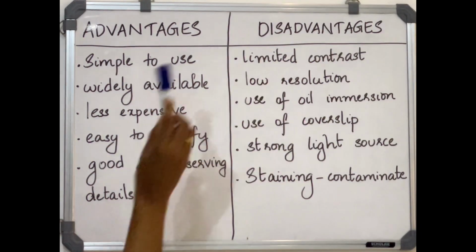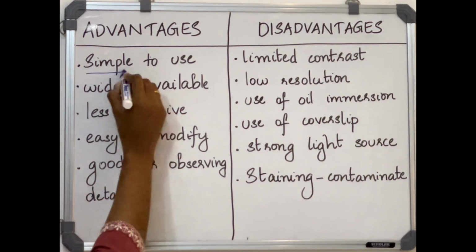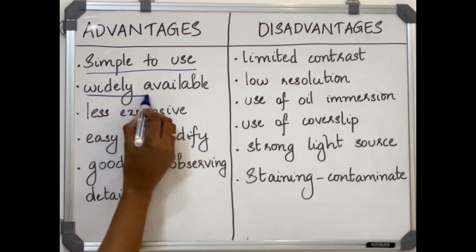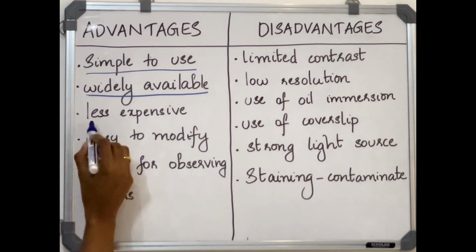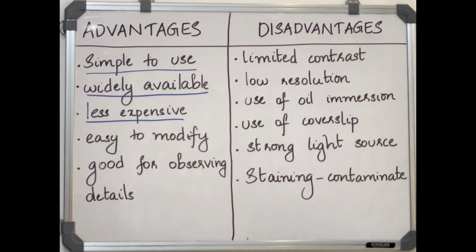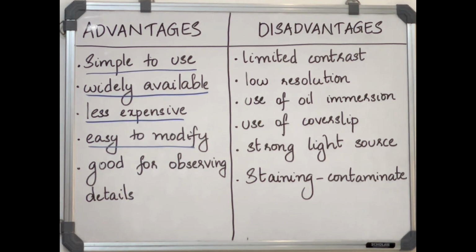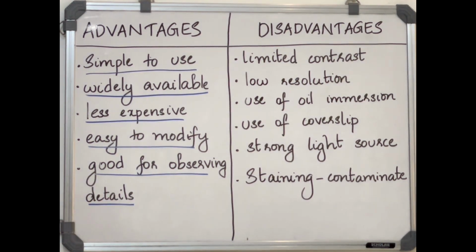The advantages and disadvantages of a bright field microscope. The advantage is that it is very simple to use and operate. Therefore, it is used in educational and research settings. And it is a widely available microscope, so it is a very good choice for scientists and students. These microscopes are less expensive when compared to other microscopes like the electron microscope and confocal microscope, and they are very easy to modify. We only need to make a few adjustments in order to view the image. And it is good for observing the details. We can observe the fine details of the specimen.